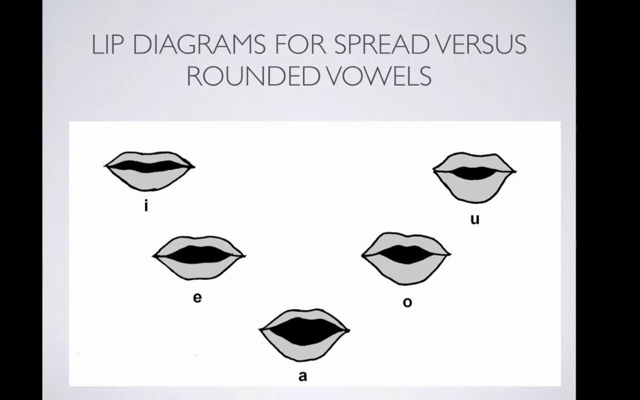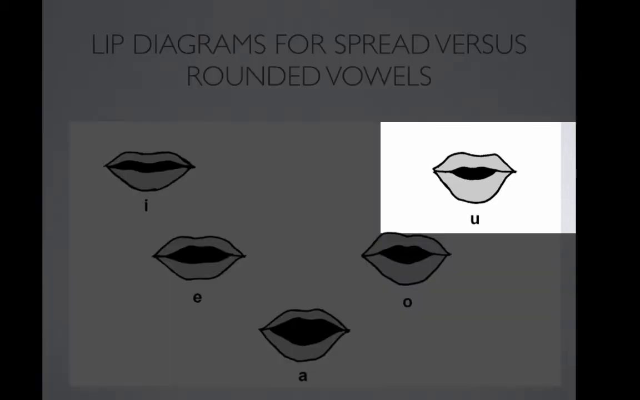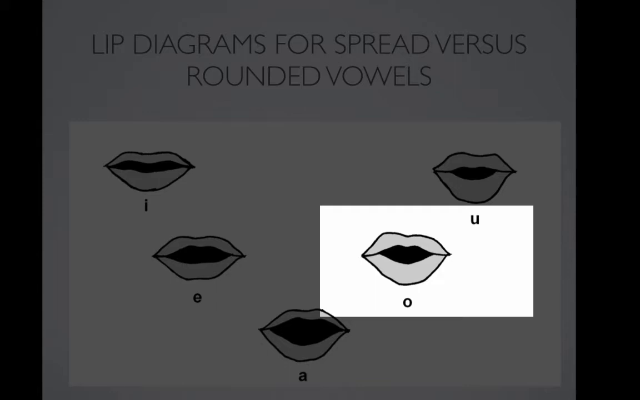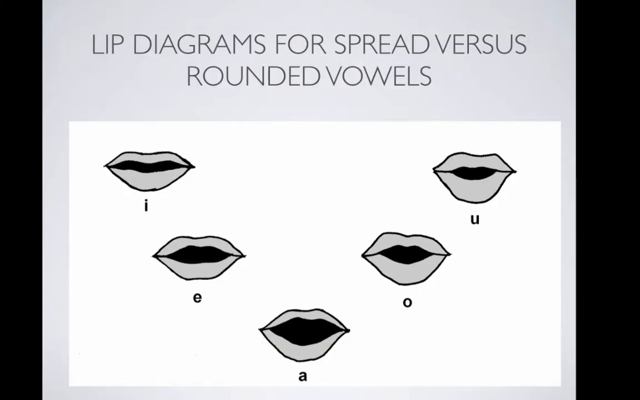And here there's a diagram with the 5 vowels that are most common in all languages. As you could see, it goes from spread, E, E, A, O, U. It's like a triangle. So this is a lip diagram for spread versus rounded vowels. Clearly you could see that U is a rounded vowel and O is a rounded vowel as well. The rest are unrounded.